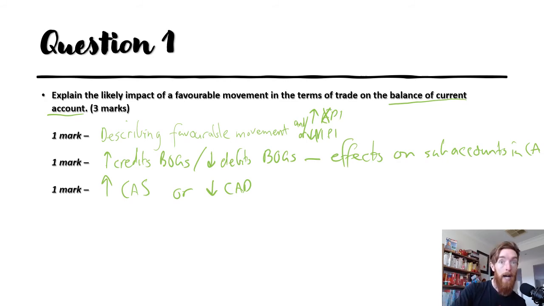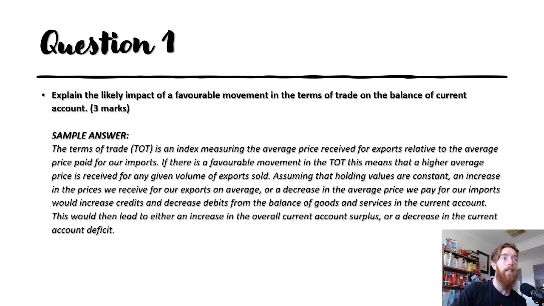So to get into my sample answer for this, the terms of trade is an index measuring average price for exports relative to the average price paid for our imports. I stole that directly from a VCAA examiner's report, so therefore they have to accept it. I like to do that because taking things from their sample answers shows things that they are definitely giving marks.